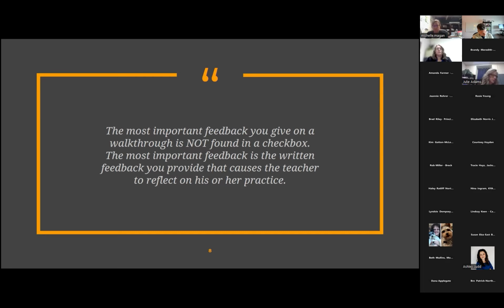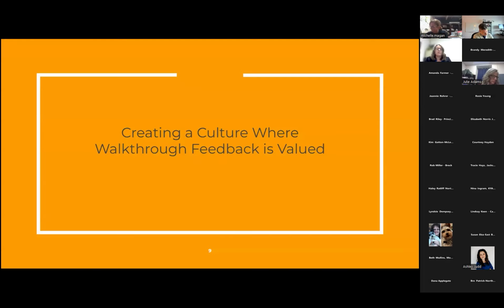And so we're going in there making sure, do they have a learning target? Yes or no? So we check mark. Are they asking students questions, and what level are the questions? And you put some check marks. But the most important feedback that we give on the walkthrough form is not actually found in a checkbox. That's nice for analyzing initiatives in the district, but it doesn't really help the teacher grow. The most important feedback we give is the written feedback that causes them to reflect on their practice.